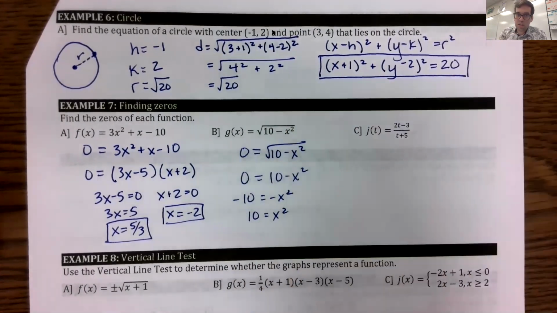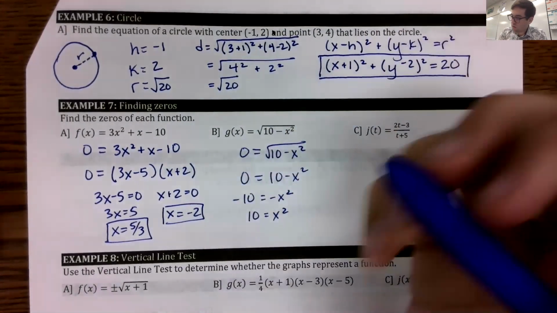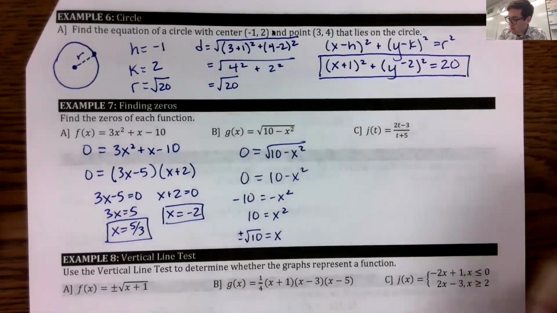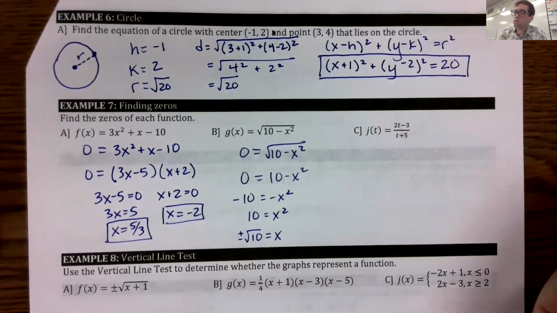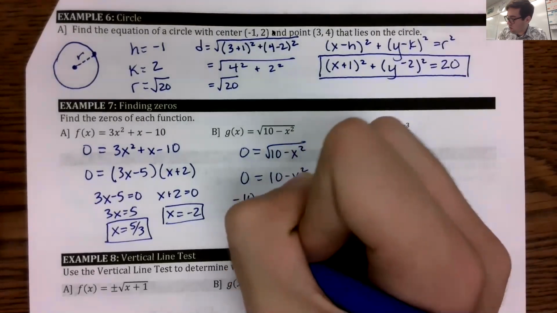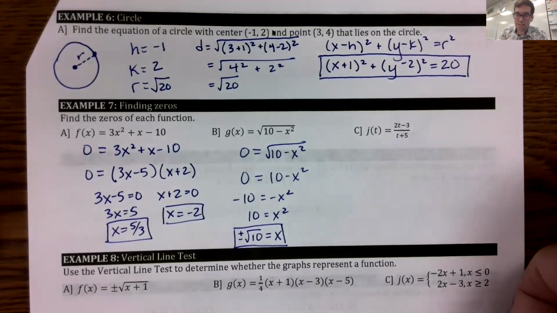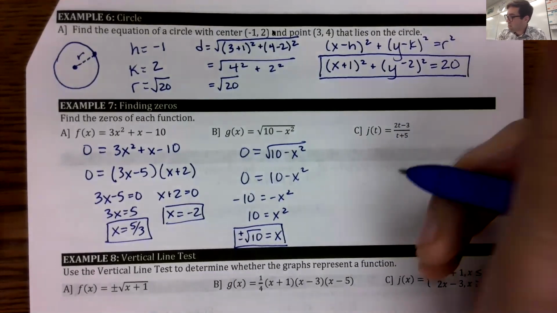Now again, just like we said before, I'm introducing the square root, so I'm going to have to put in a plus or minus. And 10 is 2 times 5, so there's no way to simplify that radical. That is our zeros, plus or minus root 10. So there's technically 2 of them, positive root 10 and negative root 10. And that brings us to letter C.